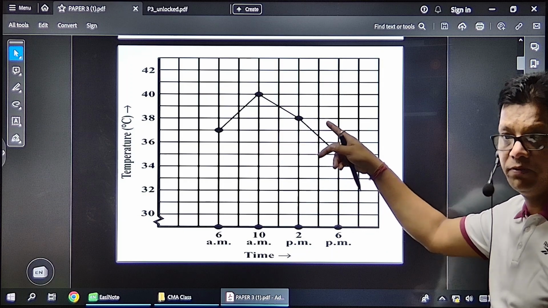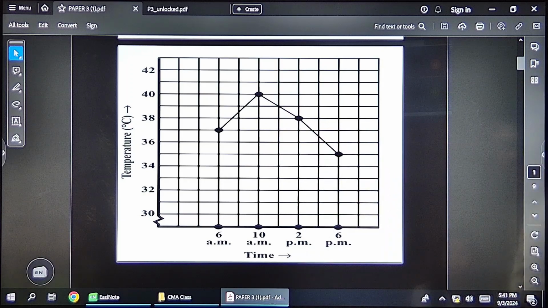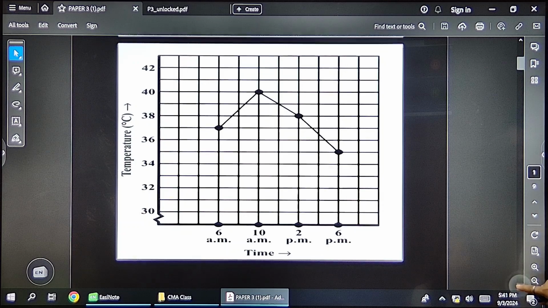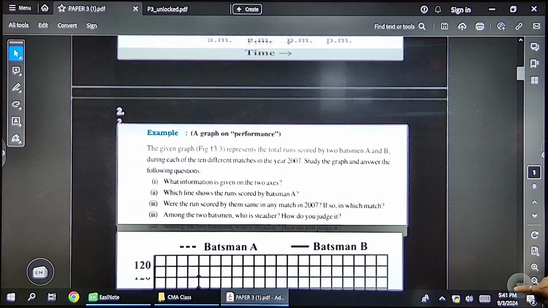So this is with the help of a line. So this is a line graph. Is it okay? Did you notice before? Yes, of course you should know this.